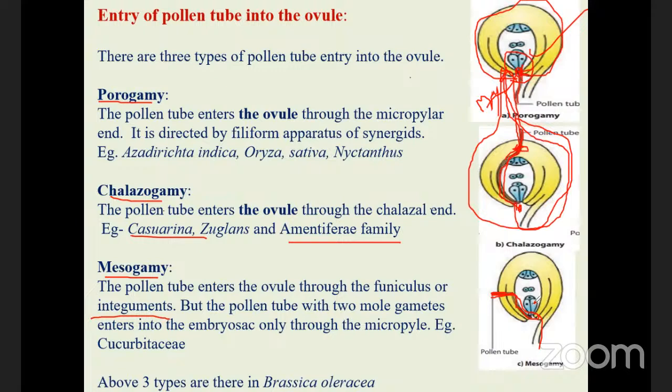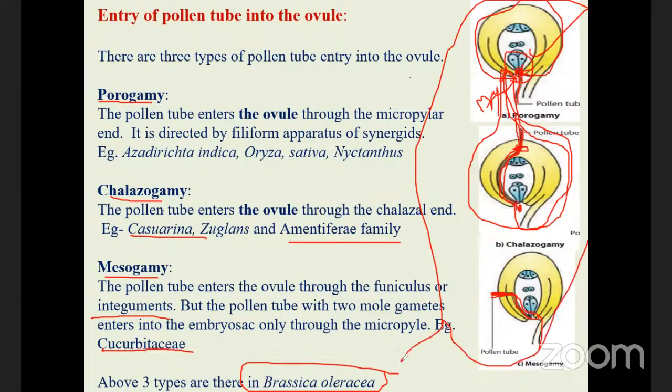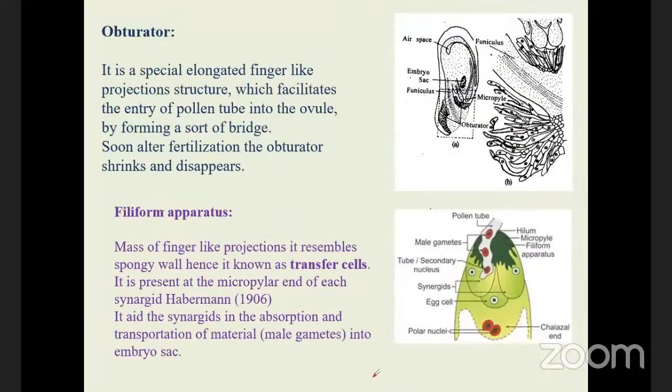Okay. Here you can see the types. Three types: porogamy, chalazogamy, and mesogamy. Mesogamy usually happens in all the Cucurbitaceae family. And all three types are there in Brassica oleracea. The three types of reaching of the pollen toward the ovule are present in Brassica, Brassica nigra, rapeseeds. Three types are present in Brassica.